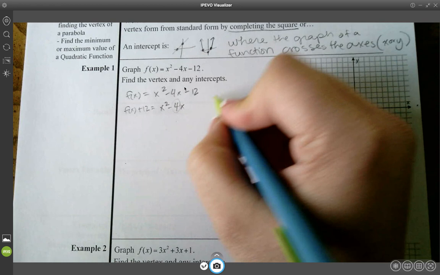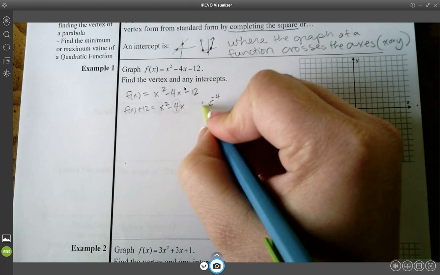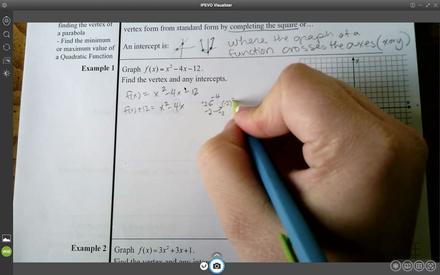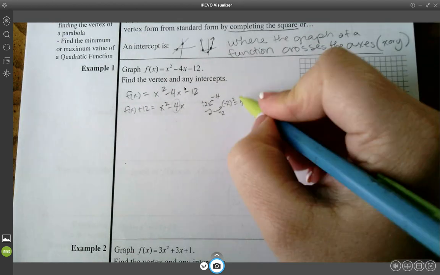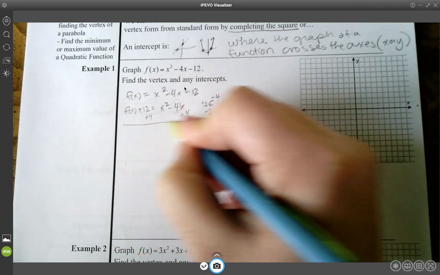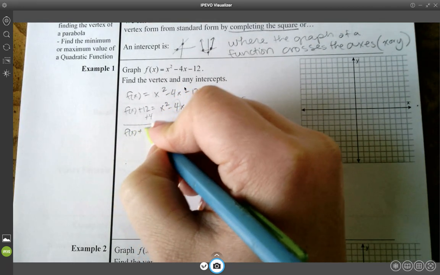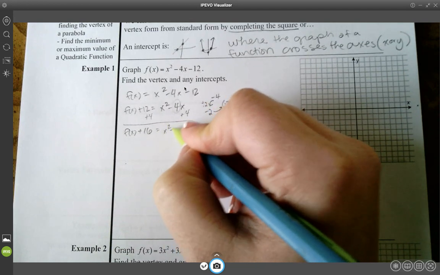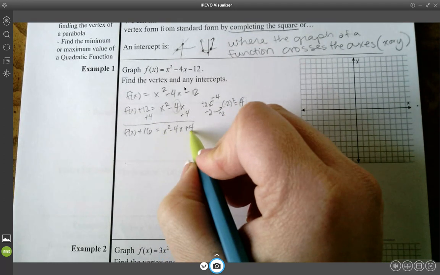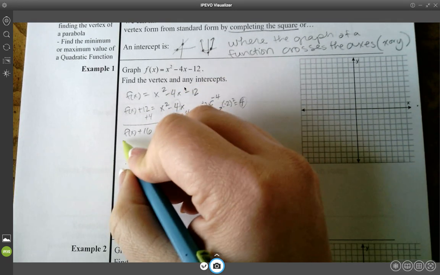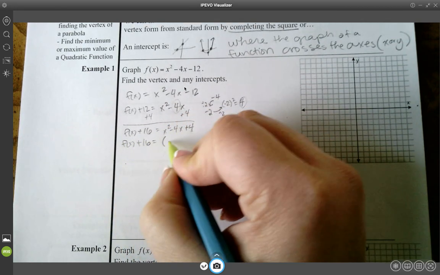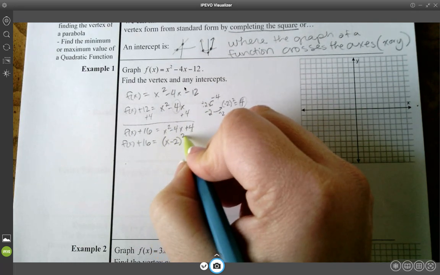And then we do our side work. So we have negative 4 divided by 2 is negative 2. Raised to the second power is negative 2 squared, which is 4. And that's the number that gets added to both sides, plus 4 plus 4. So we have f of x plus 16 equals x squared minus 4x plus 4. And the whole idea behind adding the plus 4 is to write this as a perfect square. So we have f of x plus 16 equals, if we factor that, we get x minus 2 squared.